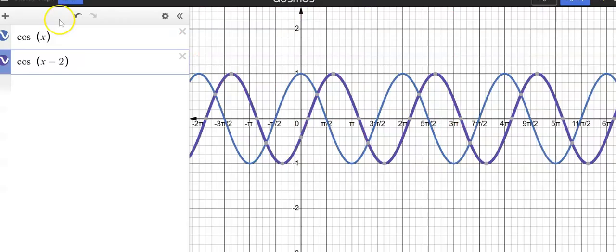If we go here to Desmos, we can see that I have shifted this. I've put a 2 in place of c, and you can see how the graph has shifted 2 units to the right. So my new period starts 2 units past 0, and it goes to 2 units past 2 pi right here. 2 units is different than 2 pi units, so you need to be careful with that.